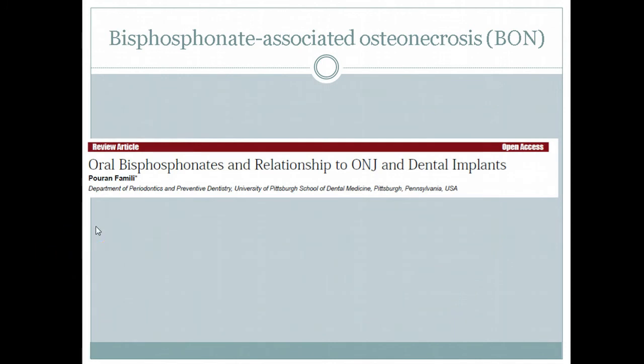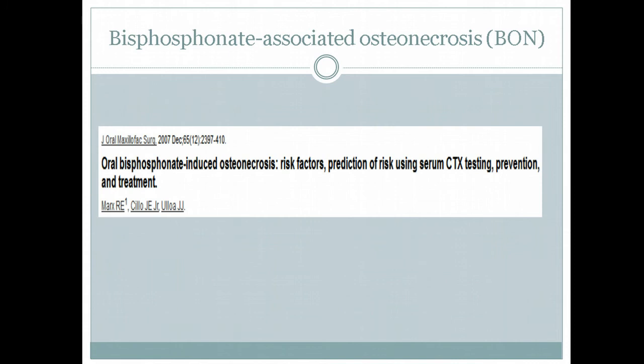Oral bisphosphonates and relationship to osteonecrosis for the dental implant. This is a good article. It's a review article, very small. I think it was only a page and a half. They have their conclusion that there is no effect to it. But there are other studies, and I have seen anecdotally patients with osteonecrosis after dental implants.